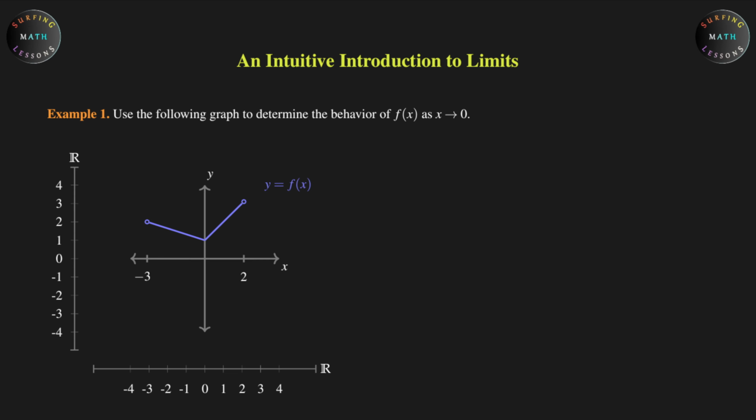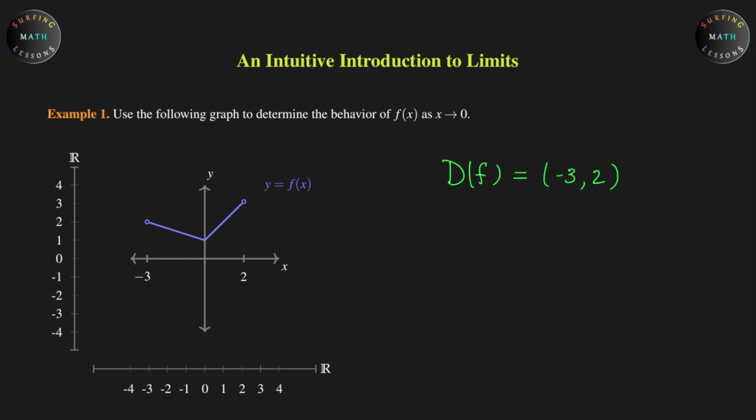First example. Use the following graph to determine the behavior of the function f of x as x approaches 0. We start the problem by quickly finding the domain of the function, which in this case is the open interval (-3, 2). To understand the behavior of f of x as x approaches 0, we refer to the graph of the function and look for its values as x moves in the open interval (-3, 2) towards the point 0.